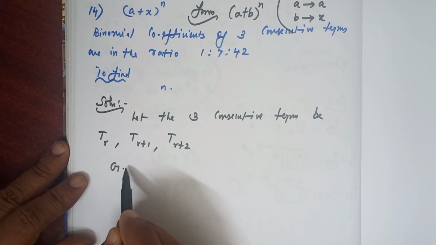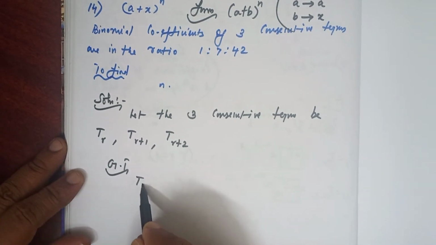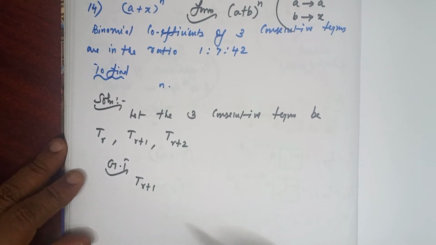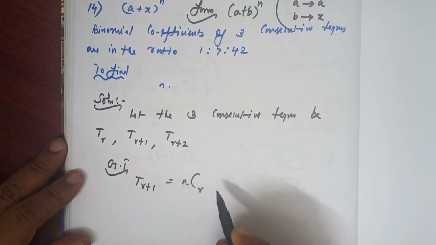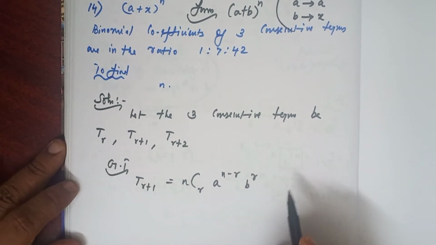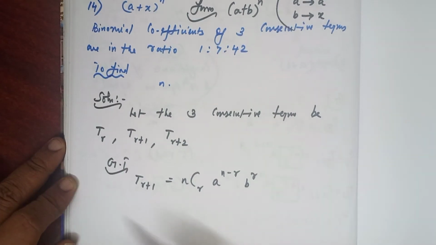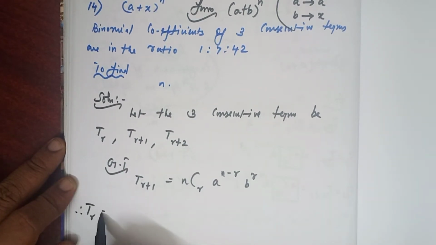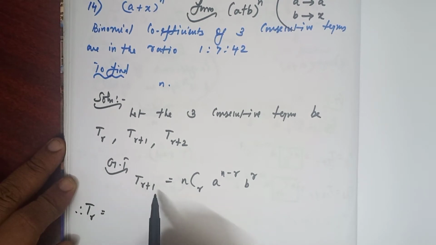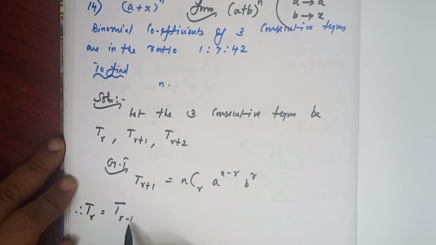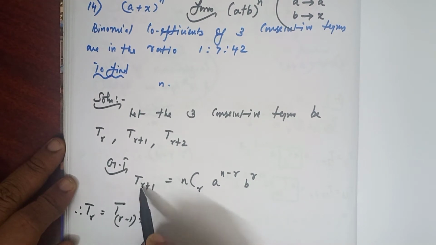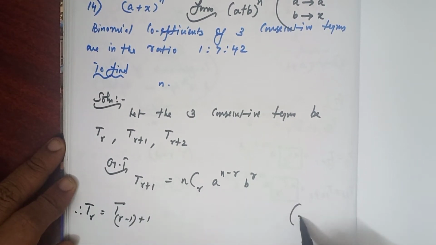Now write the general term. General term t(r+1) is equal to nCr into a^(n-r) into b^r. First we can find the rth term. This r has to be written in this form. At the end plus 1 must be there, so r can be written as (r-1)+1. (r-1)+1 is equal to r. Then only can we compare these two. Here r can be replaced by r-1.